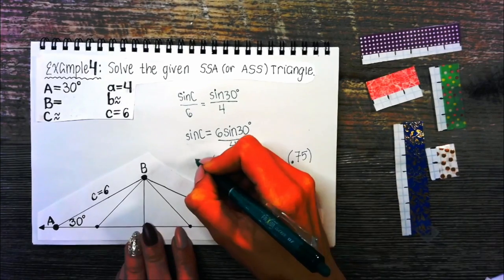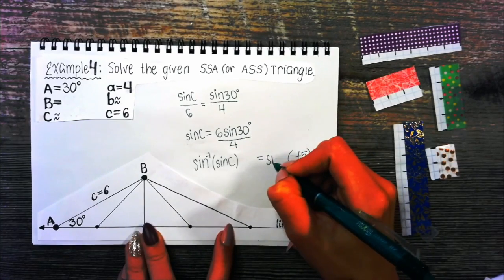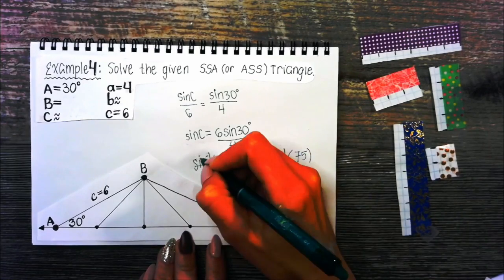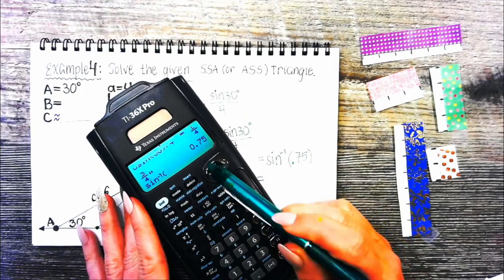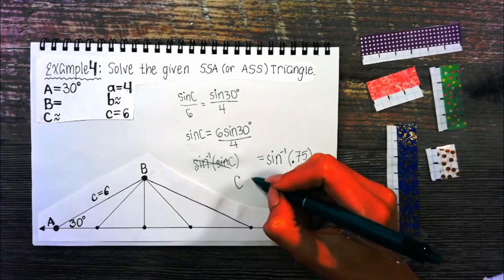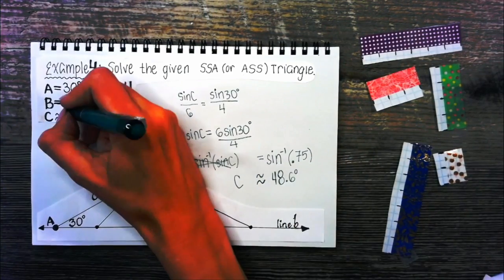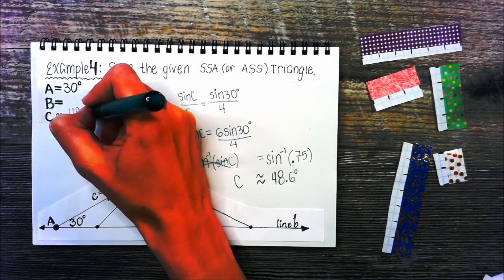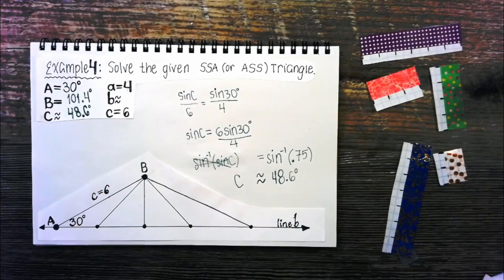Now, if we take the sine inverse of both sides, the sine inverse of sine C will just leave us with C. The sine inverse of 0.75 is not really the type of thing we do in our head, so we're going to grab the calculator to do that as well. When all is said and done, we're going to find that the sine inverse of 0.75 equals 48.6 degrees. If angle C is 48.6 degrees, and angle A is 30 degrees, that means that angle B has to equal 101.4 degrees.